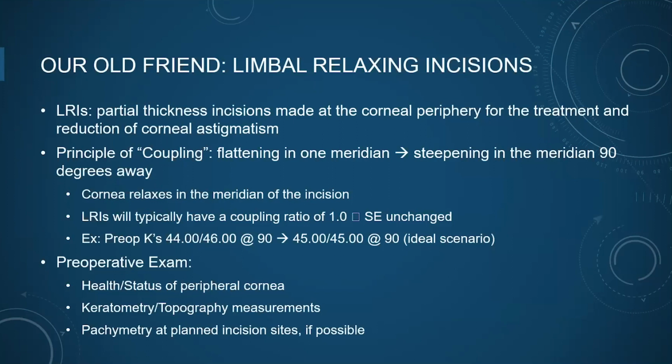So for example, if we have pre-op Ks of 44 and 46, and we made a perfect limbal relaxing incision that didn't change afterwards, that would mean the patient had a cornea of 45 diopters in all of the meridians, and that would be the ideal scenario. We know that doesn't happen, but that's what the perfect limbal relaxing incision would do.